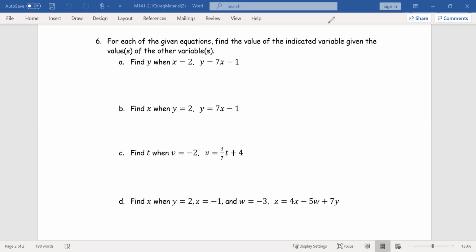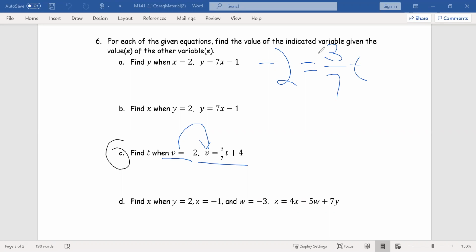All right, I'm going to skip down to letter C here. And now we're asked to find t when the value of v is negative 2. And our equation in this case is v equals 3/7 t plus 4. Now notice in this case, the value of the variable we've been given is the one over on the left-hand side here, right? So we can go ahead and set up our equation that way. So plug in the negative 2 for v. We have negative 2 equals 3/7 t plus 4.